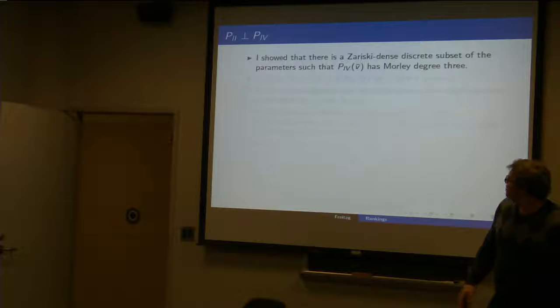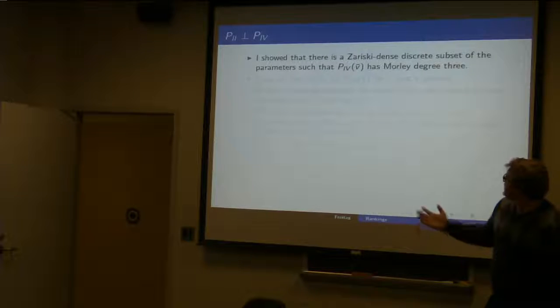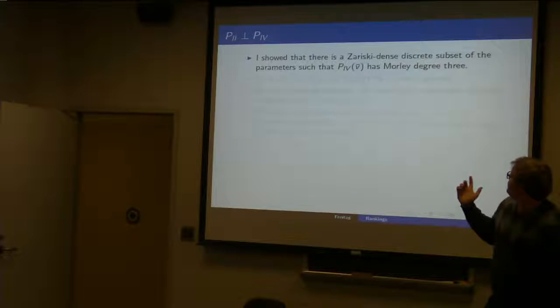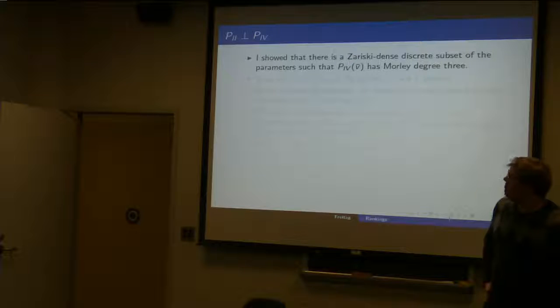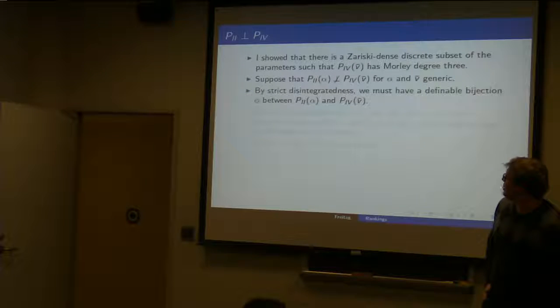Okay. All right, now, what I showed is that on a Zariski dense but discrete subset of the parameters of P4, you actually have Morley degree 3, so it's different. So for P2, you have this discrete subset with Morley degree 2, and for P3, you have this discrete subset with Morley degree 3. For P4, you have Morley degree 3 on this discrete subset.